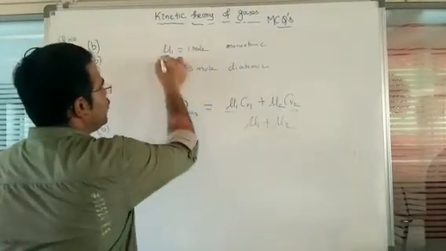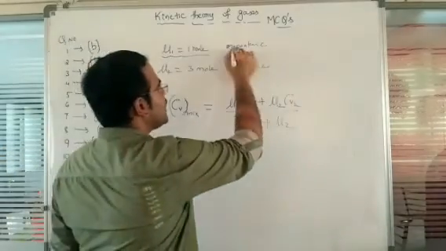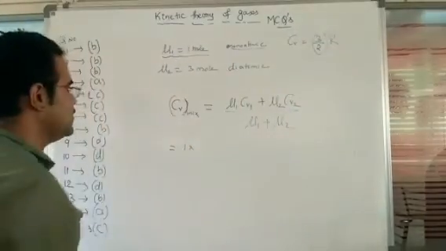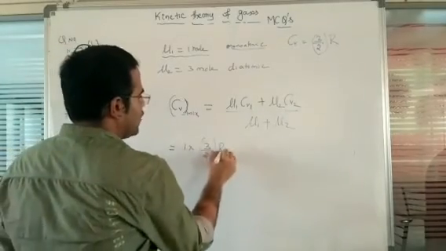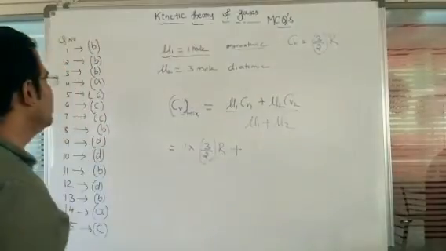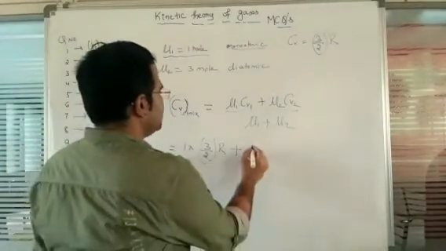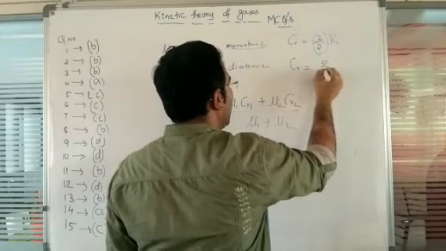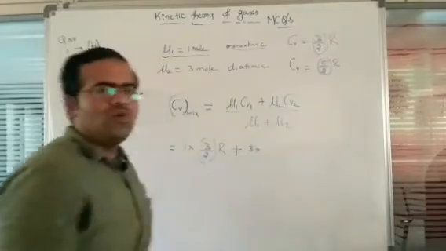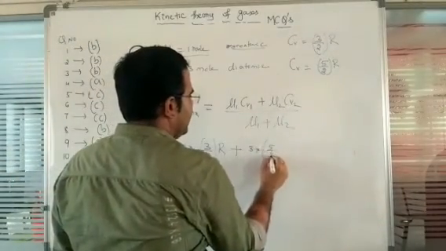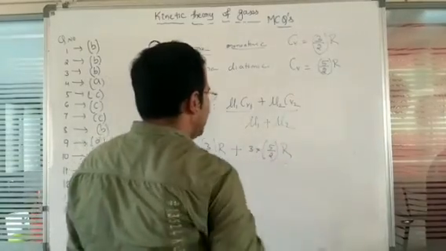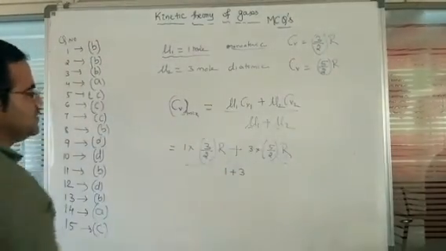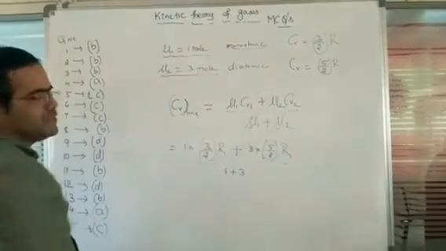In that, mu1 is 1 mole multiplied by, for a monoatomic gas, 3 by 2 into R. Plus the second one, mu2, which is 3 moles multiplied by, for a diatomic gas, Cv equal to 5 by 2 into R. All divided by mu1 plus mu2, so this will be 1 plus 3, because the number of moles is 1 mole and 3 moles.